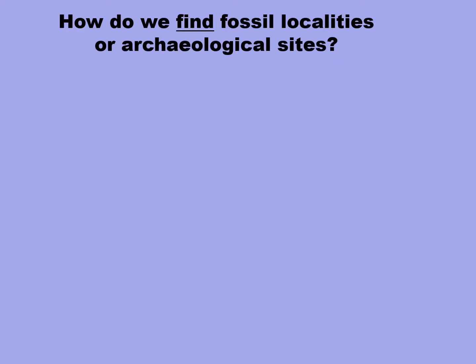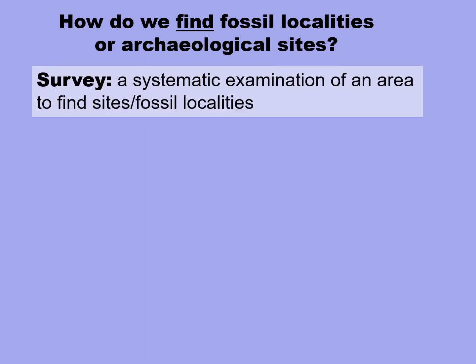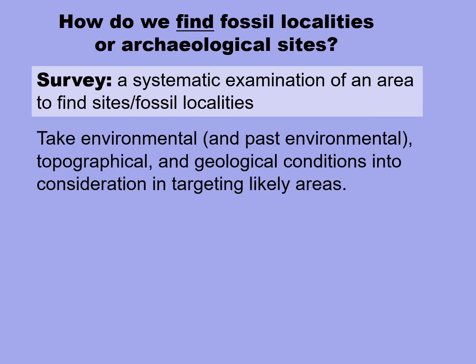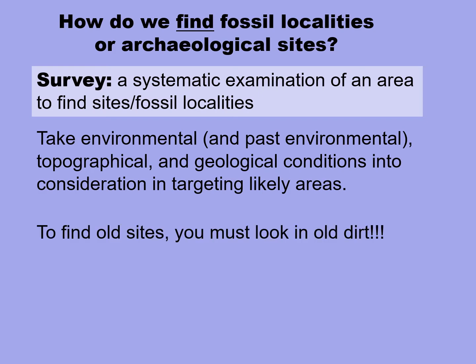How do we find fossil localities or archaeological sites? Survey is a systematic examination of an area to find sites or fossil localities. You need to take environmental and past environmental, topographical, and geological conditions into consideration to be able to target likely areas. Because, of course, to find old sites, you must look in old dirt.